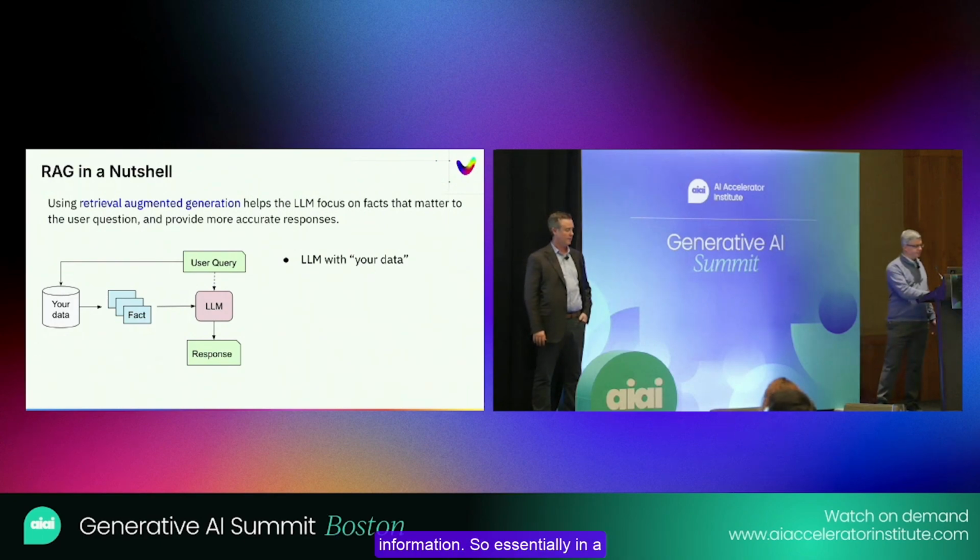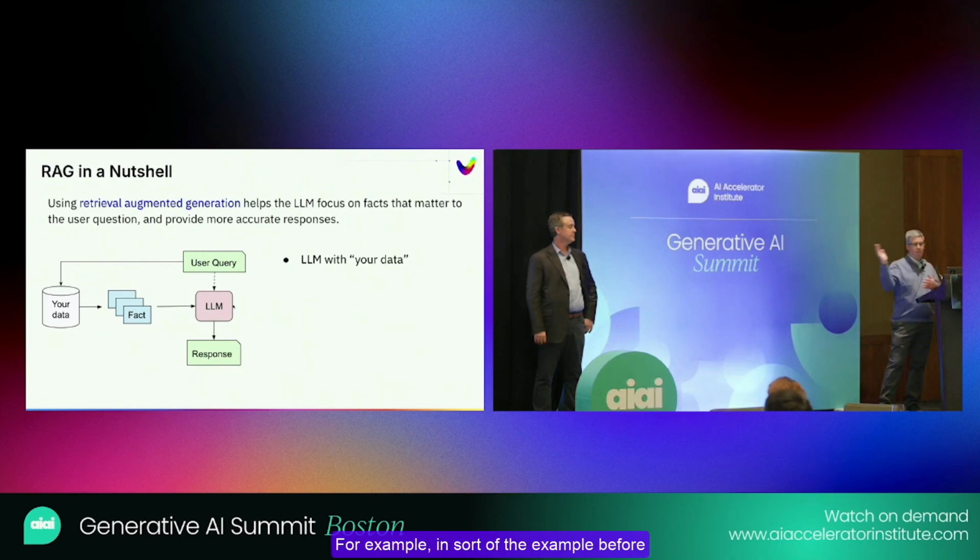So essentially, in a regular LLM use, you start with the user query, you send it to the LLM, you get a response. It's based on a training set. For example, in the example before of Will Smith, right? That piece of information was not in the training set of GPT 3.5. That's why it didn't know about it. So it kind of made something up, right?